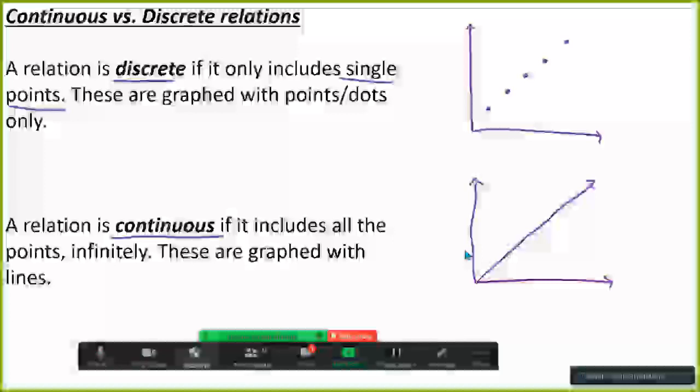So to know if it's discrete or continuous, ask yourself, can the variables be just whole numbers? And that's discrete. Just whole numbers. Or can it be all the numbers in between the whole numbers, like 1.5 or 1 3/4?